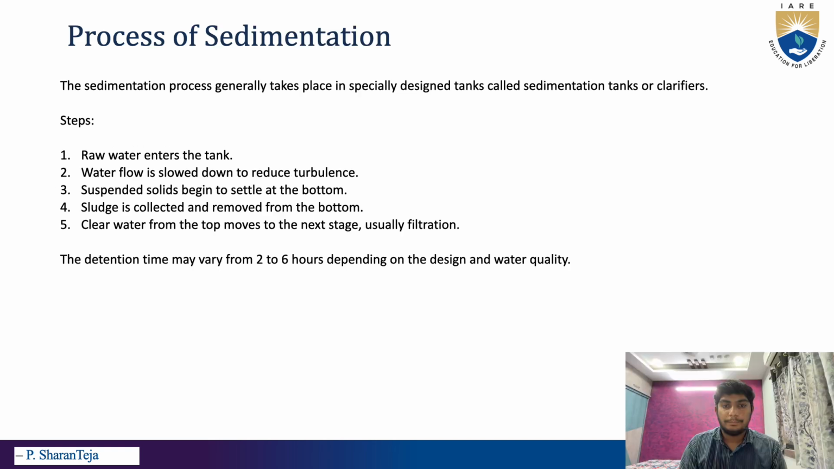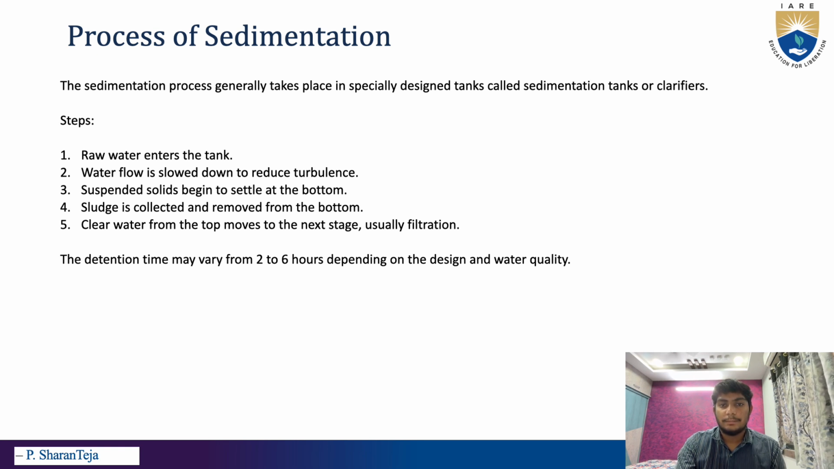Process of sedimentation. Sedimentation is carried out in specially designed tanks called sedimentation tanks, settling tanks, or clarifiers. The steps involved are as follows. Step 1: Raw water enters the tank. The untreated water is brought into the tank. Step 2: Water flow is reduced. The speed of water is made slow so that particles can settle. Step 3: Settling of particles. Mud, sand, and solids slowly settle at the bottom.